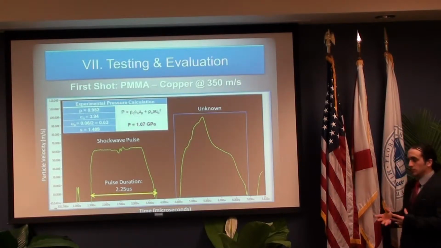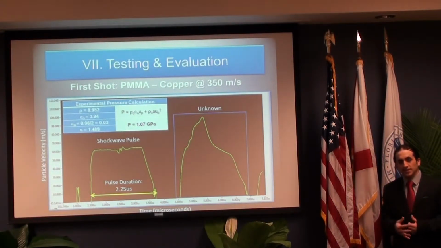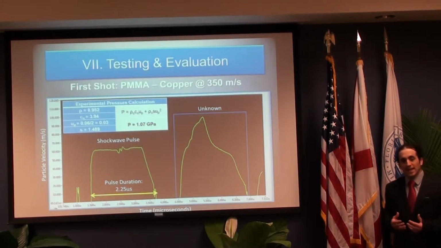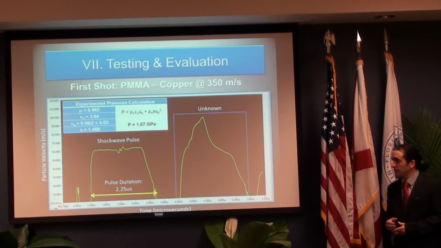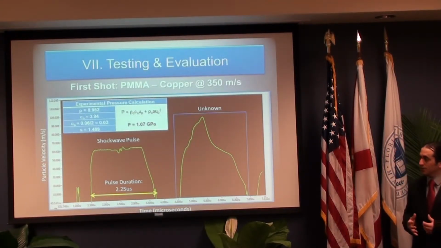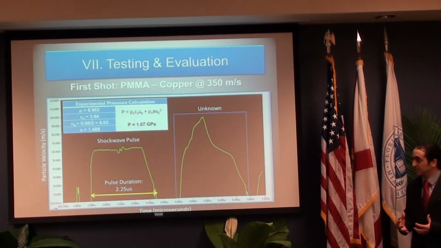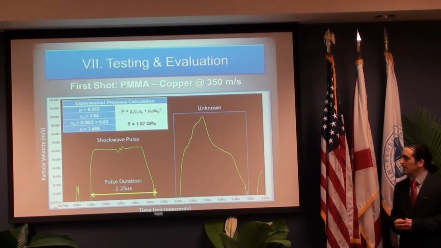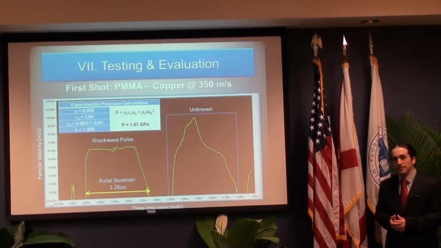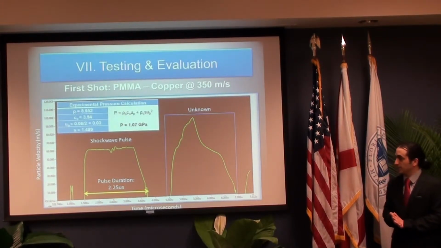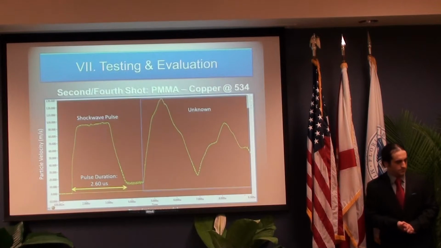Now, what happened afterwards, we're not sure what it is. It's currently being investigated by AFRL, but we have various assumptions of what it might be. One might possibly be the gap between the momentum trap and the target due to the glue holding it together. Another possibility could be physical changes in the properties of the copper itself. And another possibility could be the geometry of the 15-degree momentum trap, that angle of the momentum trap.